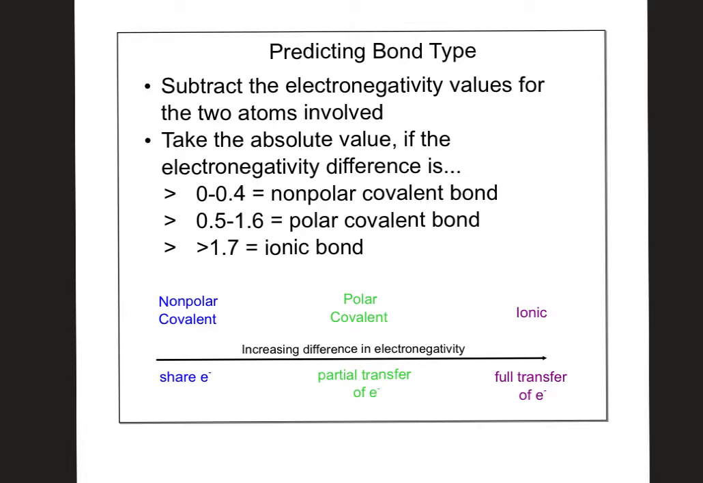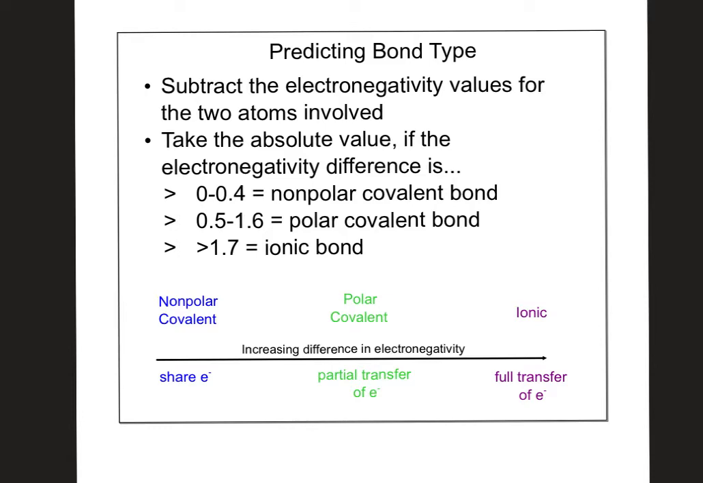So if there is a small difference in the electronegativity, I subtract the two numbers and it's between 0 and 0.4, that means the atoms have very similar electronegativity values. One is not necessarily better than the other at pulling those shared electrons. So we call it nonpolar covalent, which means they are sharing their electrons relatively equally between the two elements.